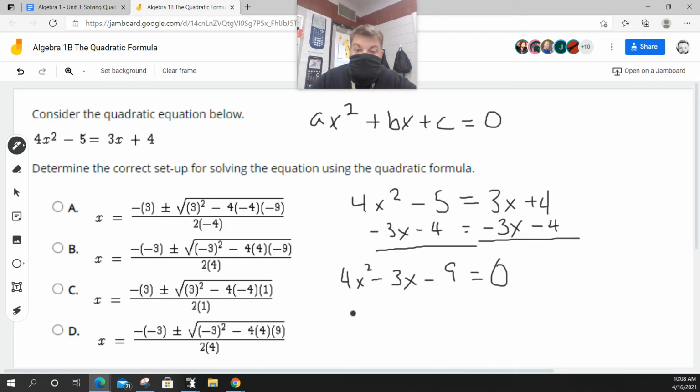Now I'm going to say that A is equal to 4. B is equal to what? Negative 3. What's C equal to? Now, as you look at this, this is just asking us to set up the quadratic formula.